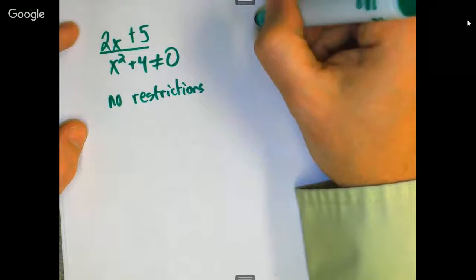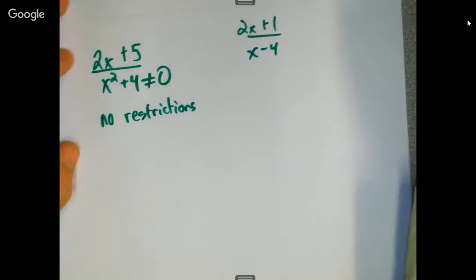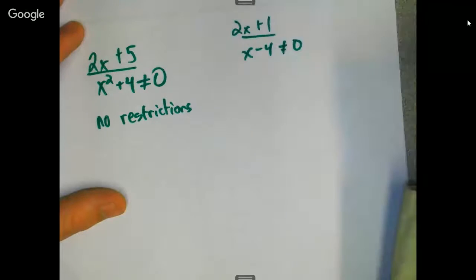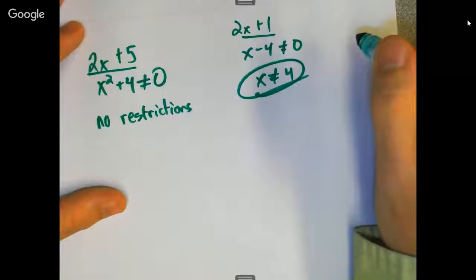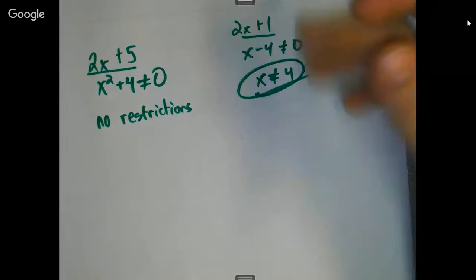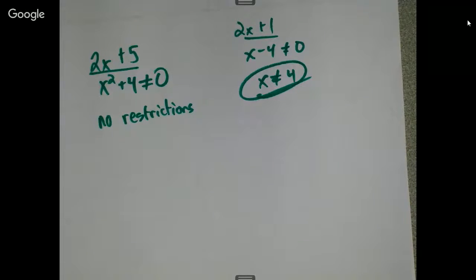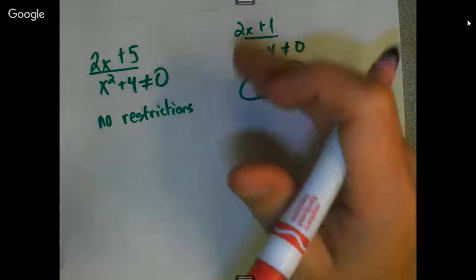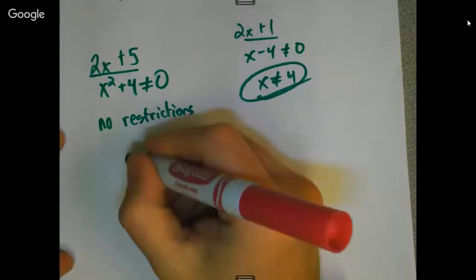Okay, let's say I have something like this. So we'll set the bottom not equal to 0, and in this case, x cannot equal 4, and that is my restriction. Okay, and we'll see this as we keep going on through some of these. Okay, I did one problem with just simplifying an expression. So let's look at this one.